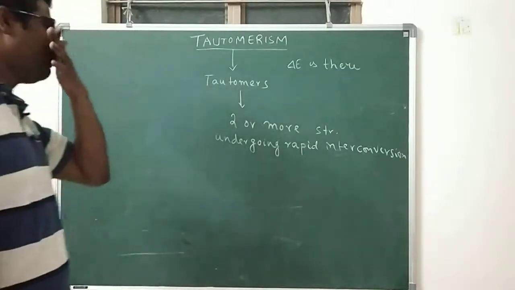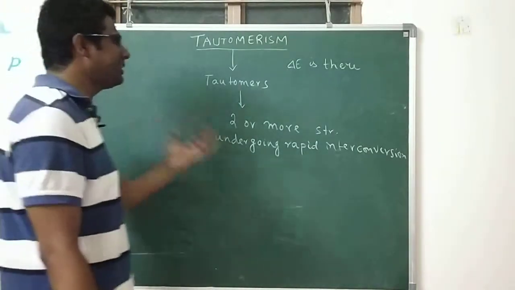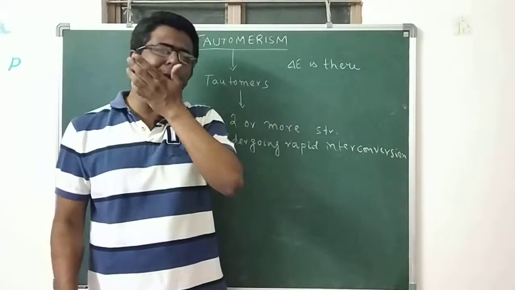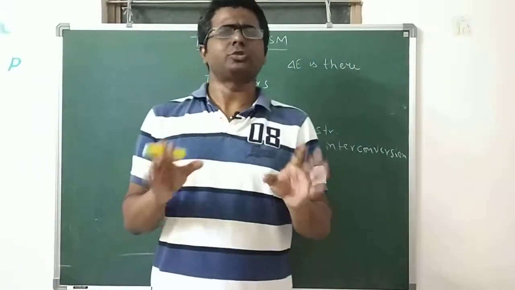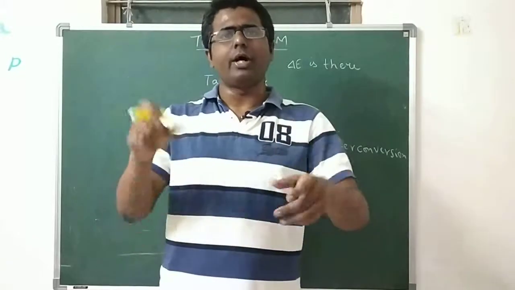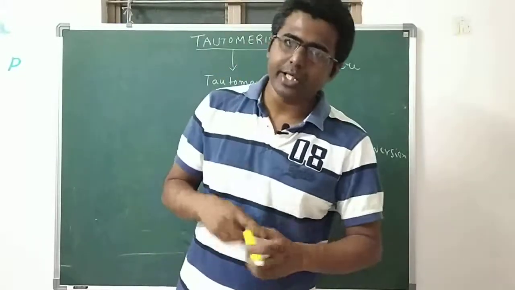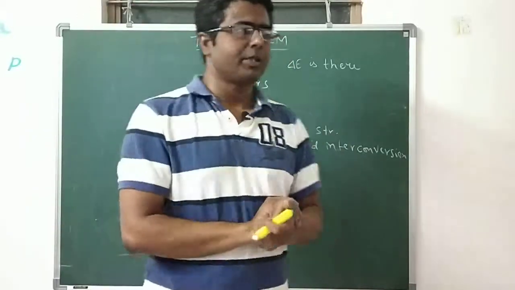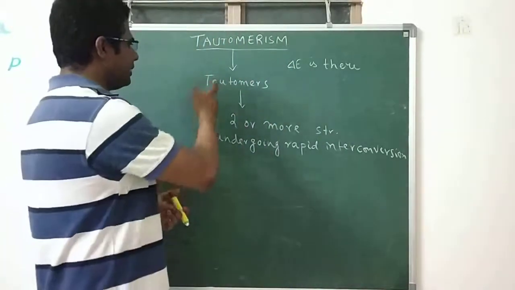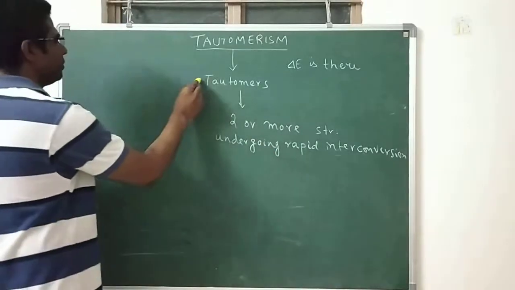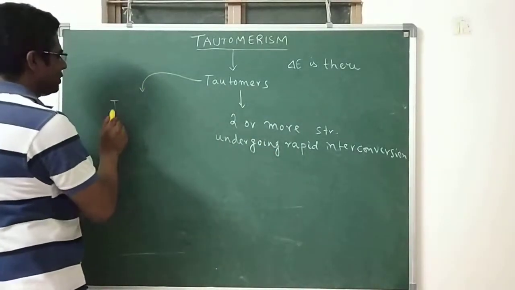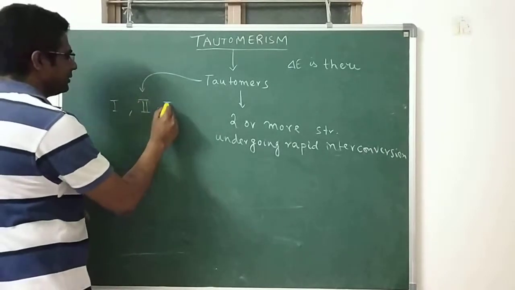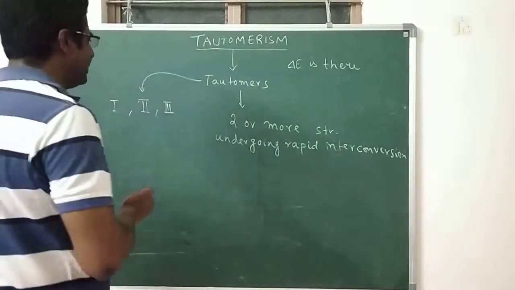Now this is the physical part of it, which basically explains that there is some energy barrier between them, but the energy barrier is not so large that they cannot undergo interconversion between themselves at ordinary temperature. Now, there may be two or three structures of tautomers. Let us take it like this: structure 1, structure 2 and structure 3. So let us take these three structures.